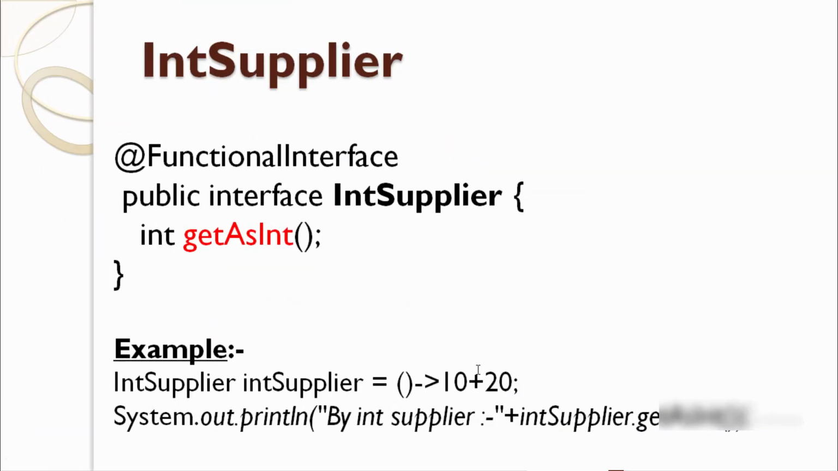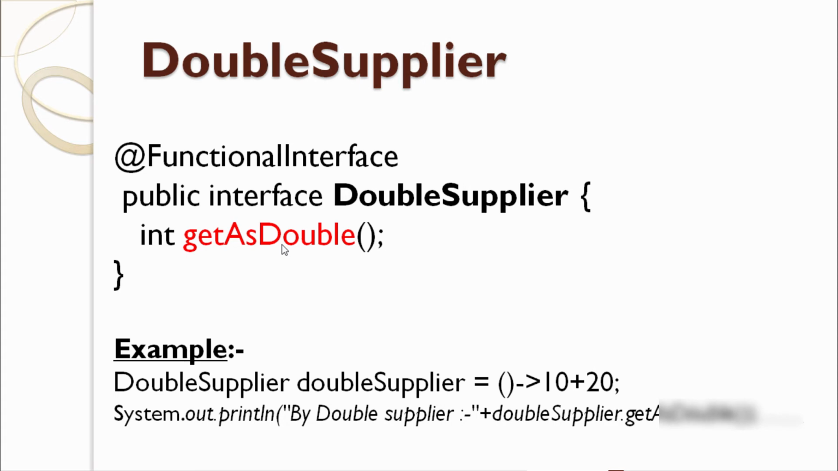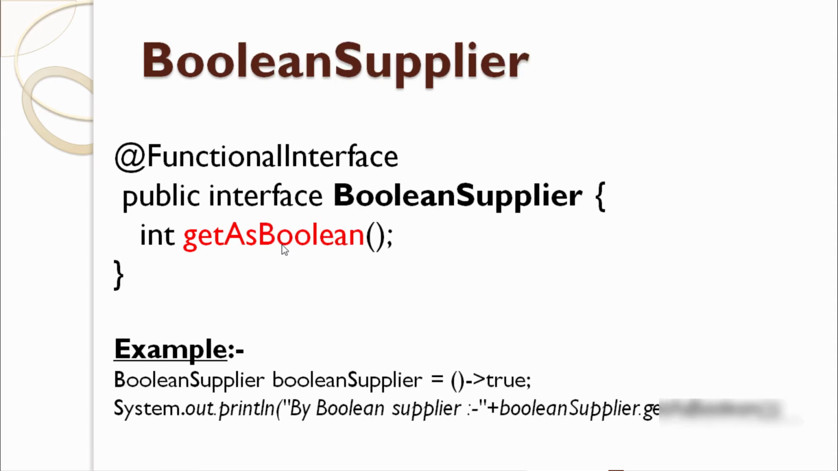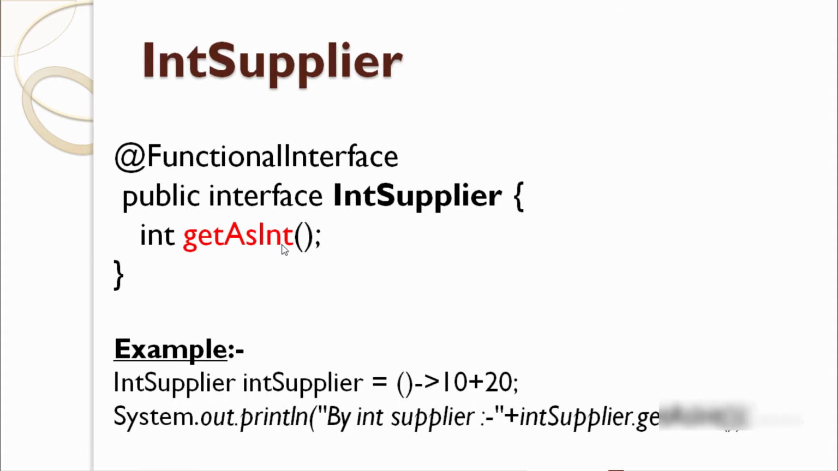Now we have IntSupplier as well, but there is a catch. We already know that a Supplier never takes anything and always returns something. In this we use the method getAsInt. Previously we had the get method, but now we have getAsInt because IntSupplier always returns an int value. DoubleSupplier always returns a double value, LongSupplier always returns a long value, and BooleanSupplier always returns a boolean value. So now the methods are getAsBoolean, getAsLong, getAsDouble and getAsInt.